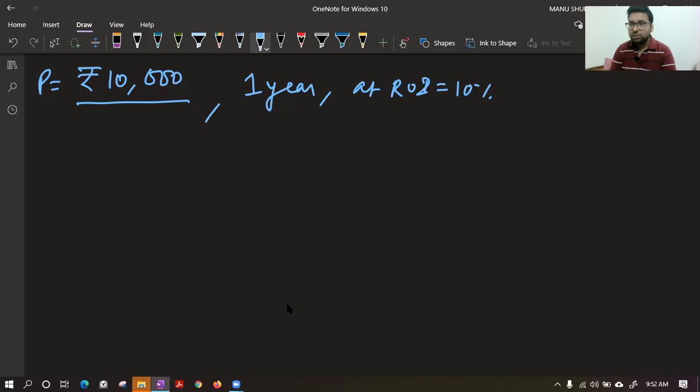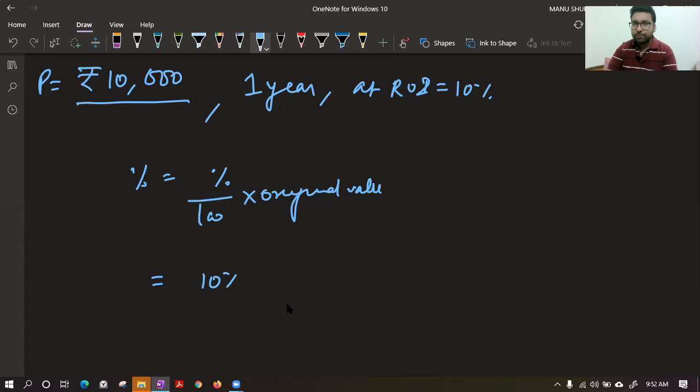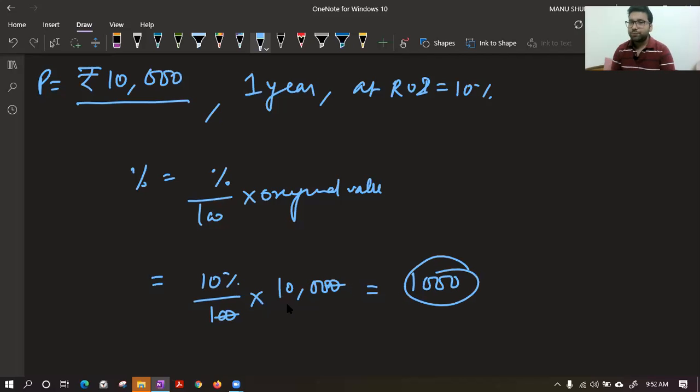Kavish, very good. Jitesh, very good. Without formula also you can do. It is very simple. We all have studied, if percentage is given to us, we write the percentage, we divide by 100 and multiply by original value. So let's do that. 10% interest upon 100 multiplied with 10,000. Cut the zeros. So I have to give you extra 1,000 rupees. So in 1 year, you have earned 1,000 rupees extra from me by giving your money to me.